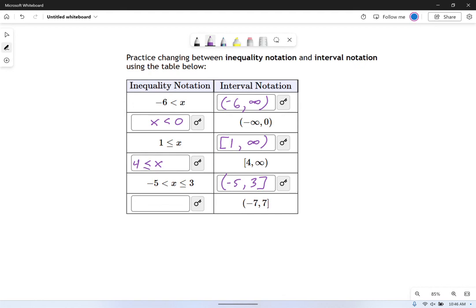And the last one, x is between -7 and 7. Well, I write it this way. X is between -7 and 7. And because it could actually equal 7, I put a less than or equal to on that one to indicate that it's inclusive.